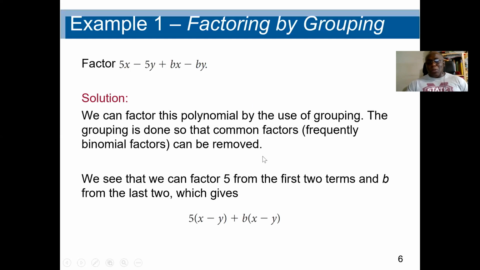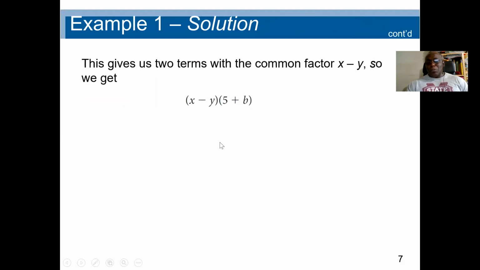Again, let's go back one more time. Grouping: 5x minus 5y, bx minus by. There's no common factor among all the four terms. But we saw bx minus by, there's a common factor, b, and 5x minus 5y, there's also a common factor. So we factorize 5(x minus y), then b(x minus y). Now we have a common factor of x minus y. So the final solution will be b plus 5 and x minus y.